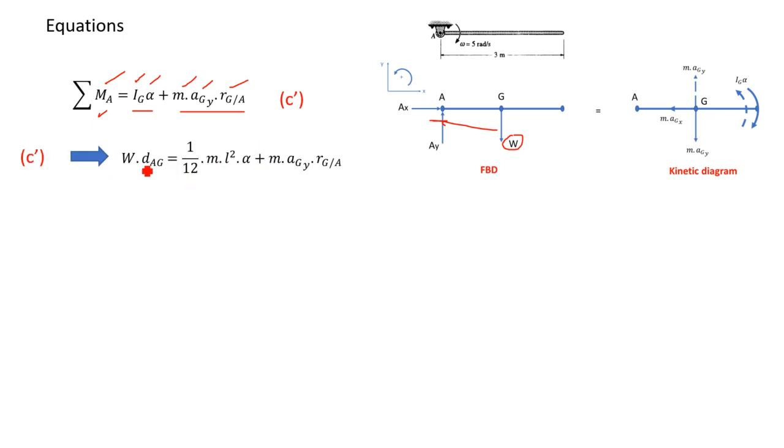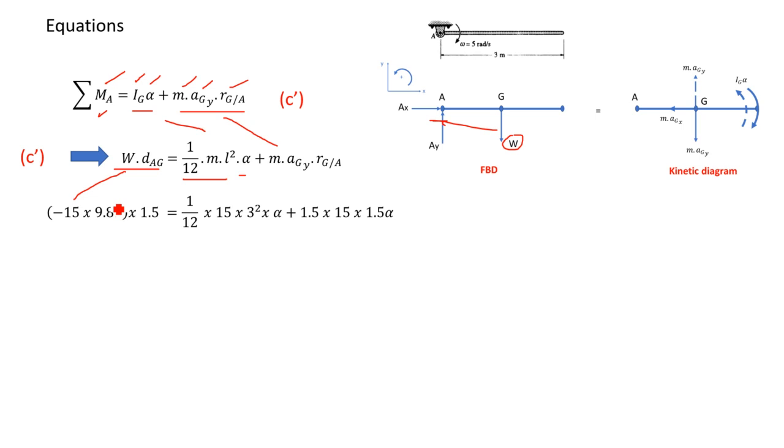So let's see how we can do that. That's what we have in the free body diagram. This is the MMI multiplied by the alpha. That's the first part. The second part is going to be the mass multiplied by the a_GY multiplied by the r_G/A. So we said that here. We're going to divide that. The weight is minus 15 multiplied by 9.81 multiplied by 1.5.